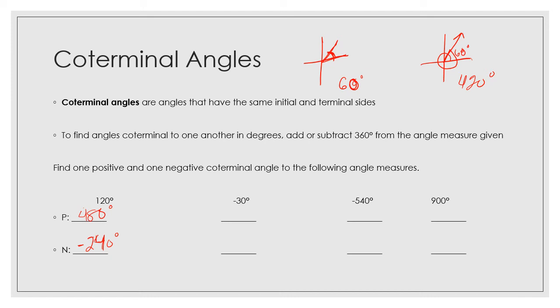Looking at negative 30, if I add 360 to that, that gets me 330 degrees. And then if I subtract 360, that gets me negative 390 degrees. Now for negative 540. If I add 360 to that, that gets me negative 180.